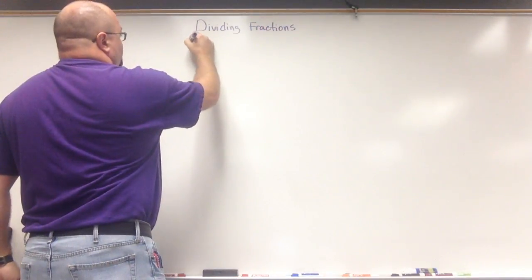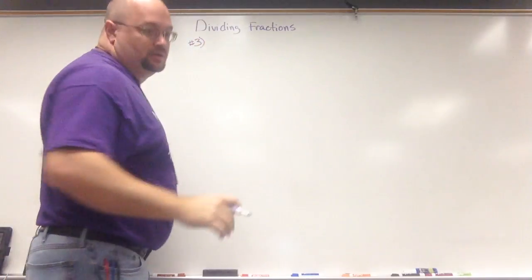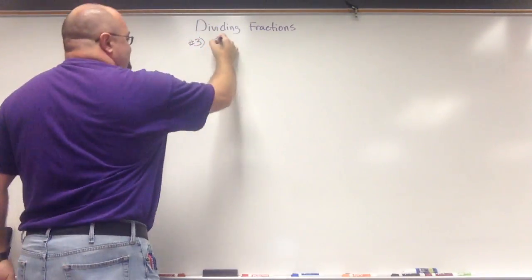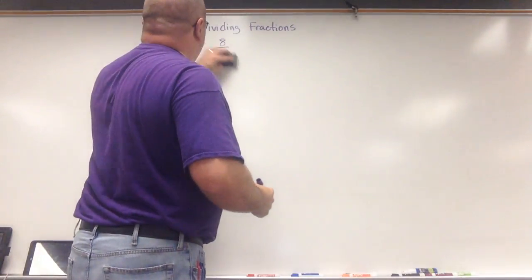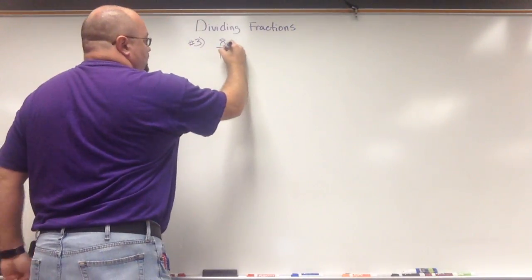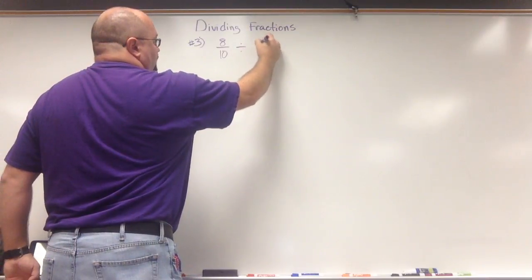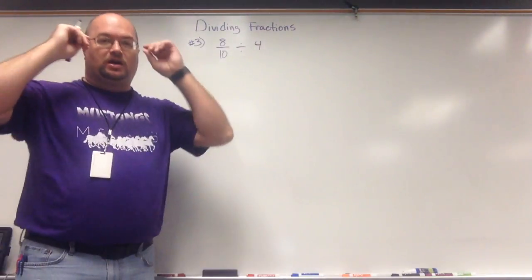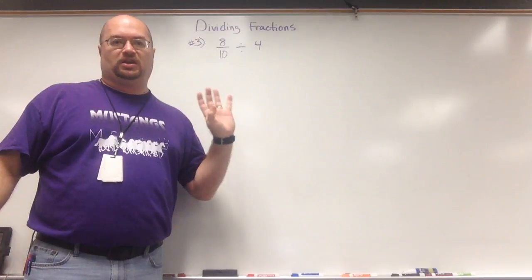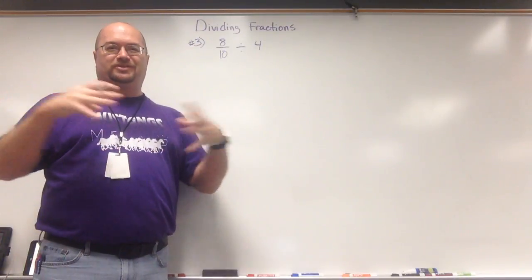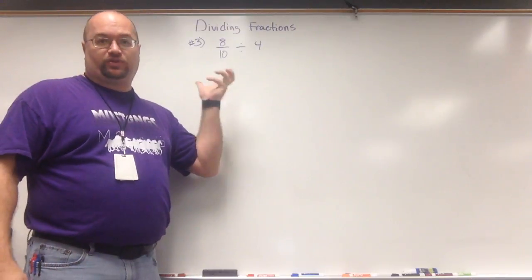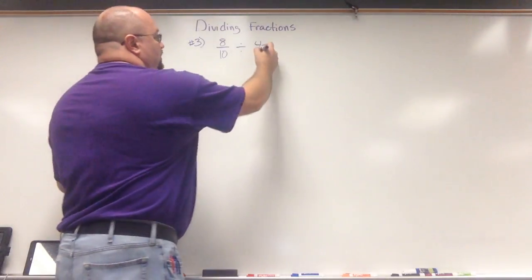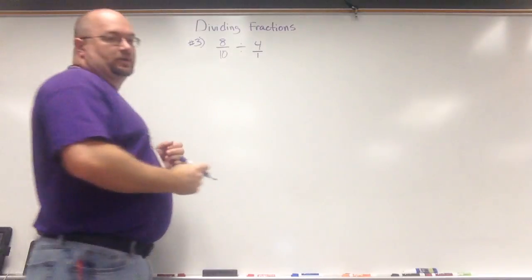So number 3, we've got 8/10 divided by 4. Now, I'm not going to do a picture model on this because it would get really yucky and messy. And especially when your numbers get bigger, the models get a lot harder to mess with. So we're just going to do this with the math. So remember, this is 4 over 1. I want to make sure I'm doing that.